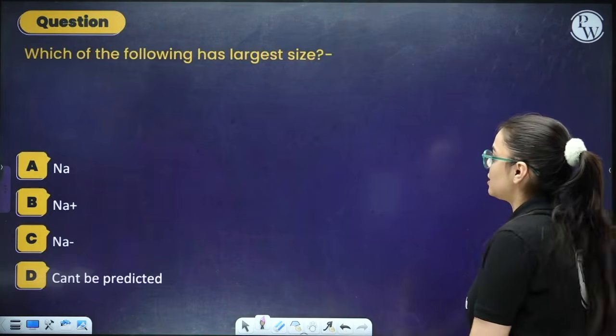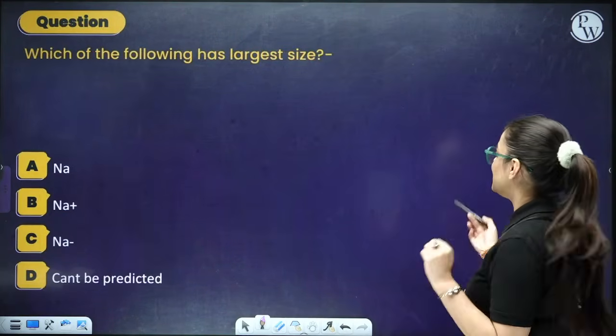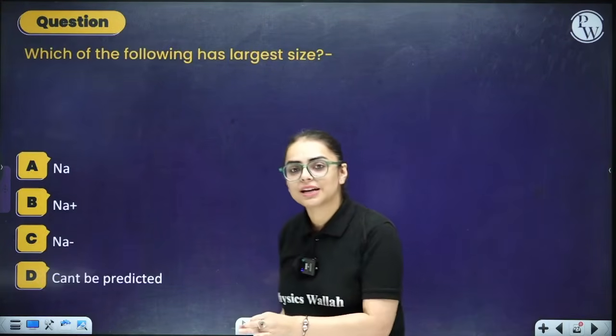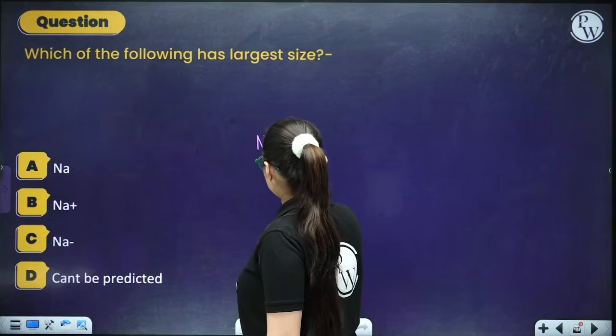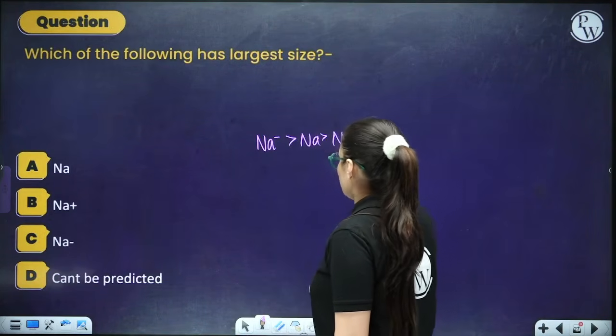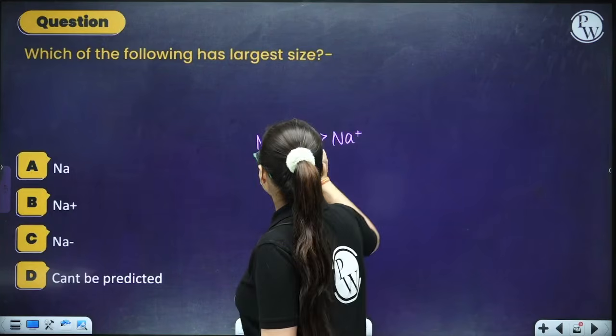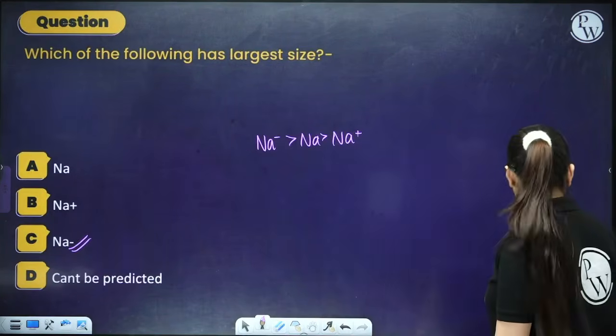Moving on to the next question. Which of the following has the largest size? Very simple. Anion will have the largest radius, then the parent atom, then the cation. So Na negative, then Na, and at last the cation, Na positive. So this is going to be the order. Option C will have the largest radii.